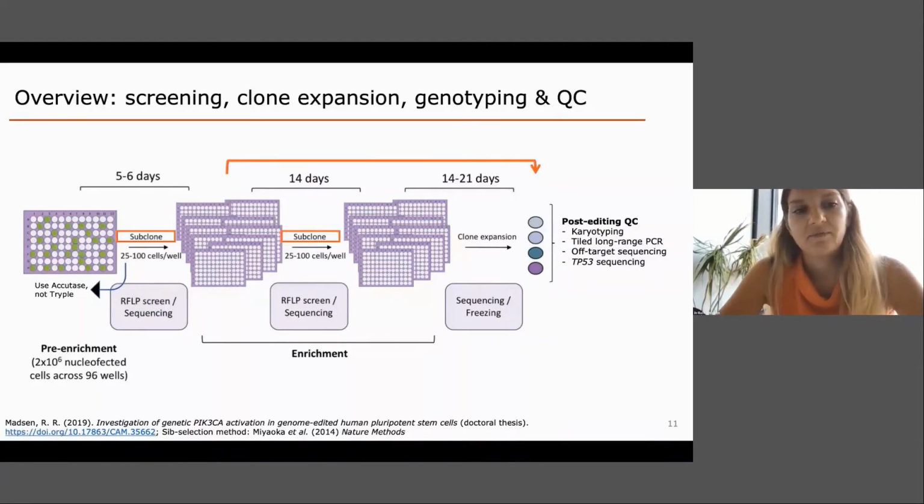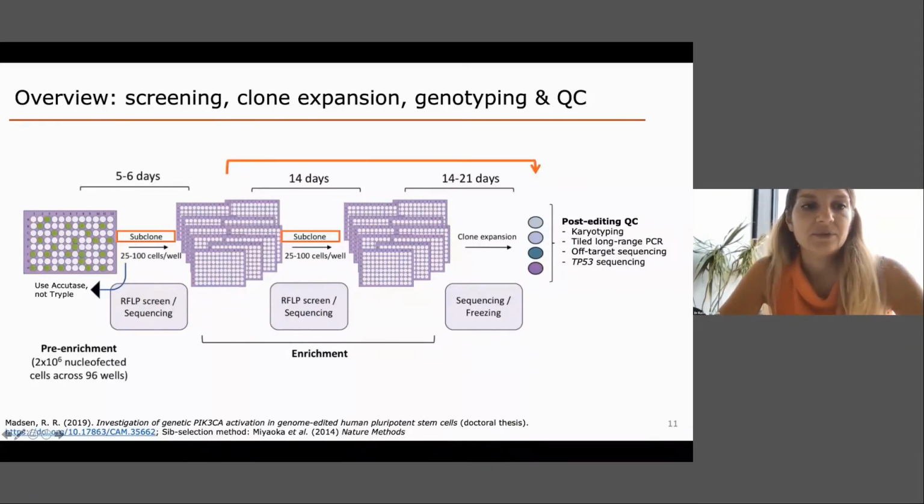iPSCs are generally very fragile, and I found that mine were not very happy going through FACS, so I went for a limiting dilution selection protocol for enrichment of my mutants. It's based on a methods paper from Bruce Conklin's lab in 2014, which I then modified to suit my needs. And again, it requires testing in your cell line of interest to determine the minimal number of iPSCs that you should seed in a 96-well plate in order to get at least one cell surviving.